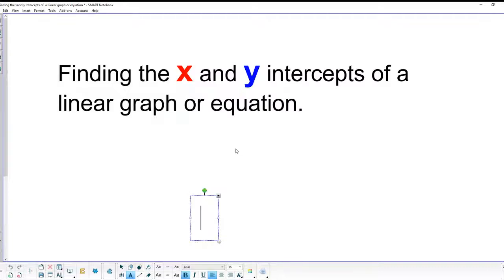We'll be talking about finding the x and y intercepts of a linear graph or equation. And we'll be able to use these to help us graph the equation or learn some other important principles about a particular equation. So let's get started.